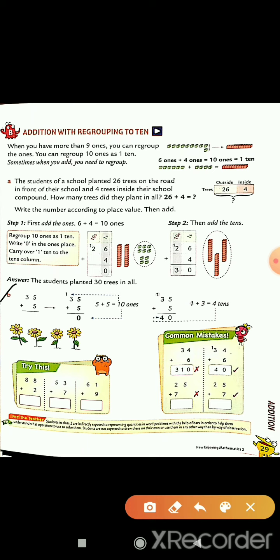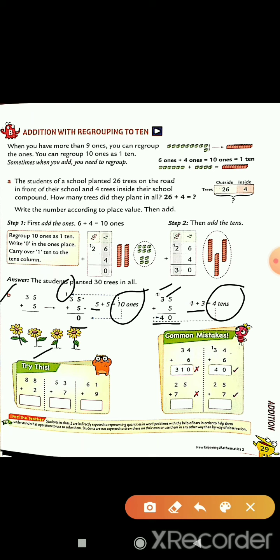Let us see another example. 35 plus 5. So first step, add the ones. At the place of ones, 5 and 5 are there. 5 plus 5 is equal to 10 ones. So here we need to write 0 here and 1 is carried to the tens column. Now in step 2, we need to add this 1 as well as 3. So 1 plus 3 is equal to 4 tens. So our answer is 40. Got it, students?